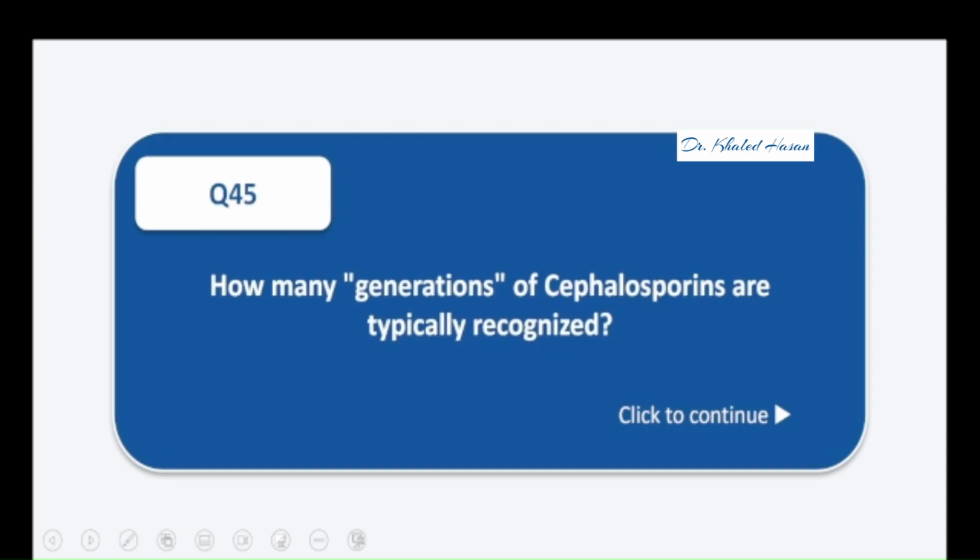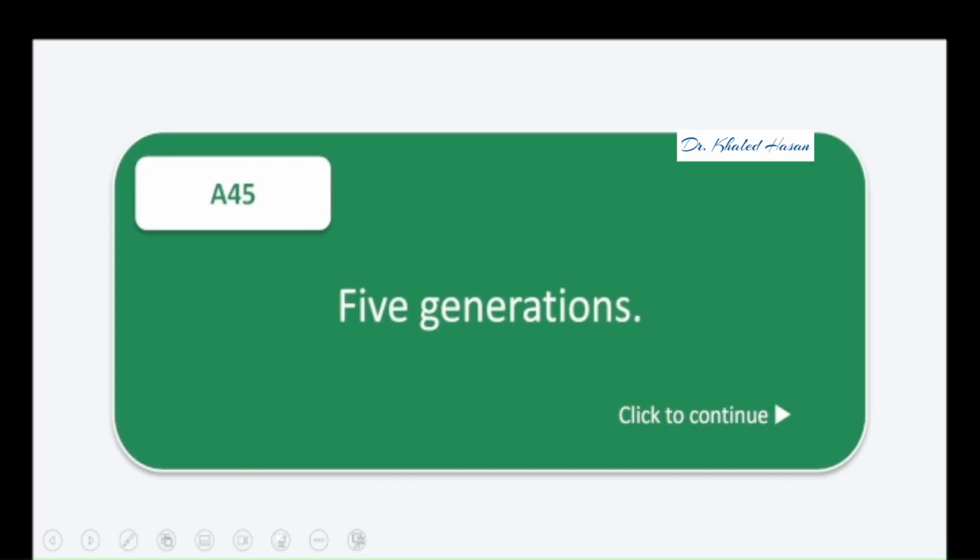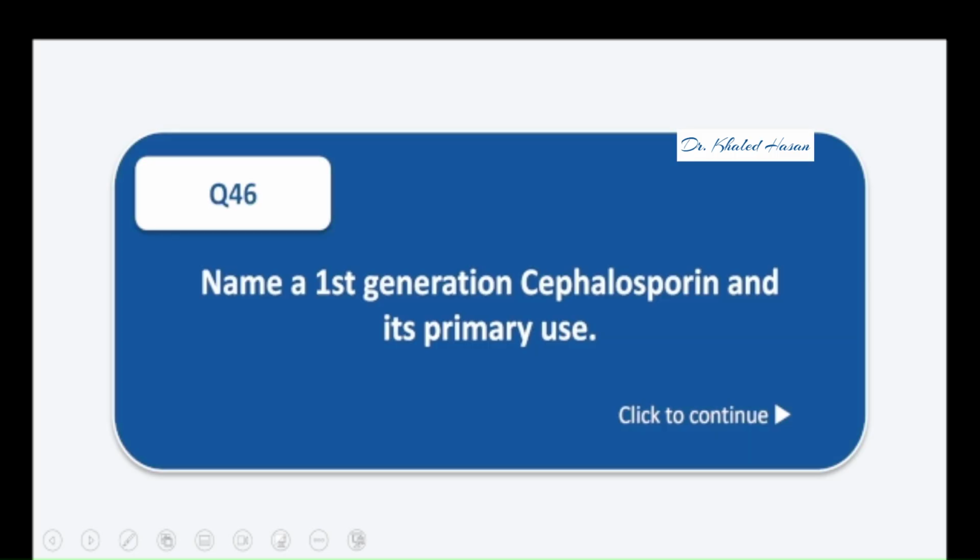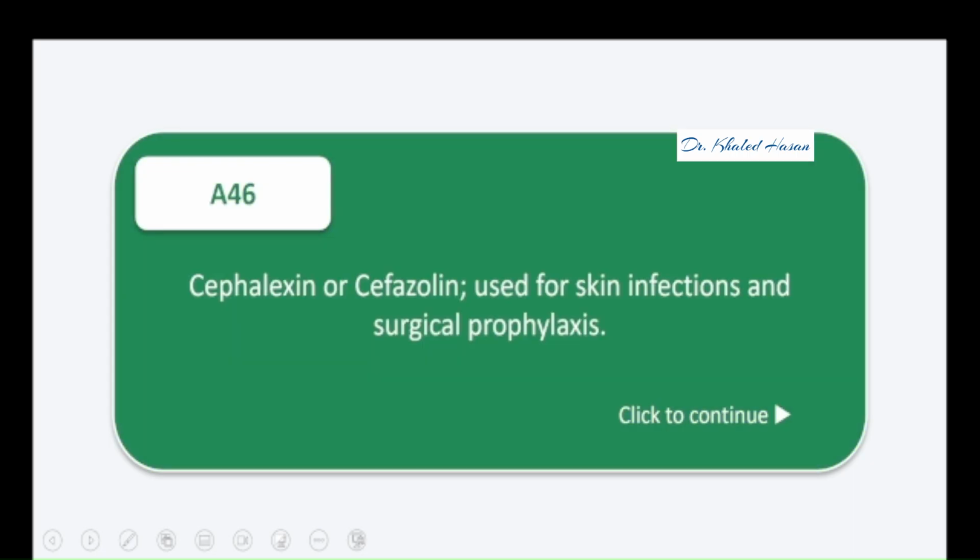How many generations of cephalosporin are typically recognized? We have five generations. Name a first generation cephalosporin and its primary use. For example, we have cefalexin and cefazolin. They are used for skin infection or surgical prophylaxis. Cefazolin for surgical prophylaxis.